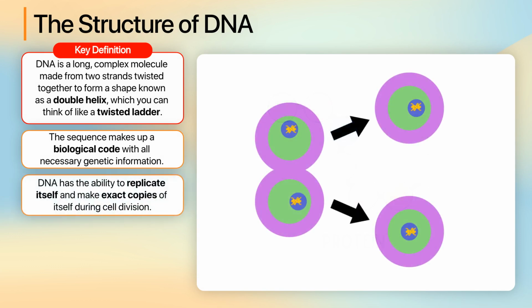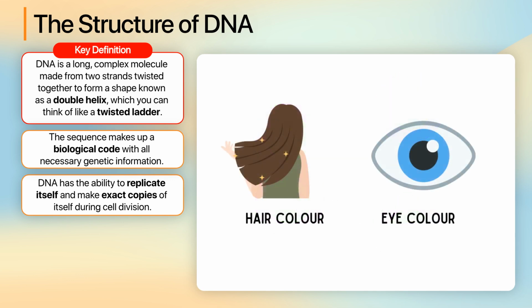What makes DNA even more fascinating is its ability to replicate. DNA can make exact copies of itself during cell division. This ensures that each new cell receives the same set of genetic instructions. DNA's ability to replicate and transmit genetic information means that traits, like eye color or hair texture, are passed from one generation to the next.